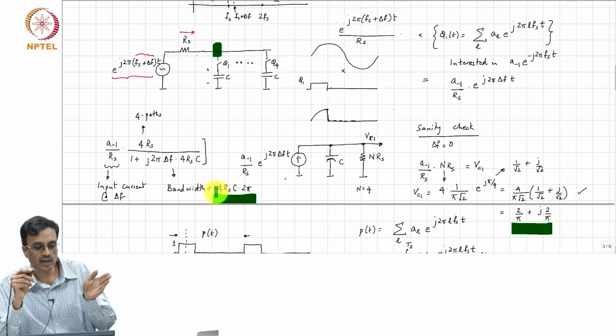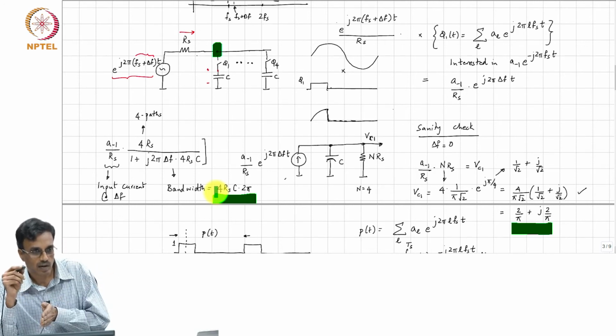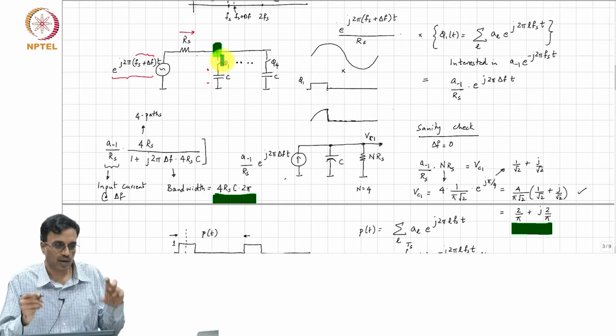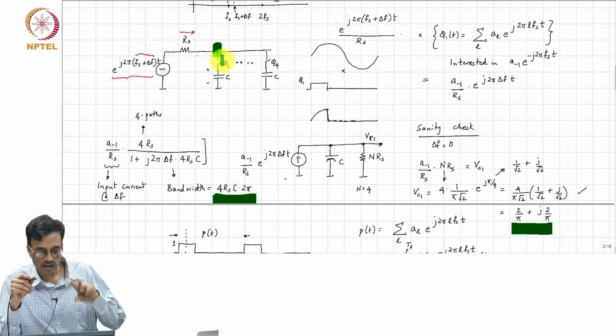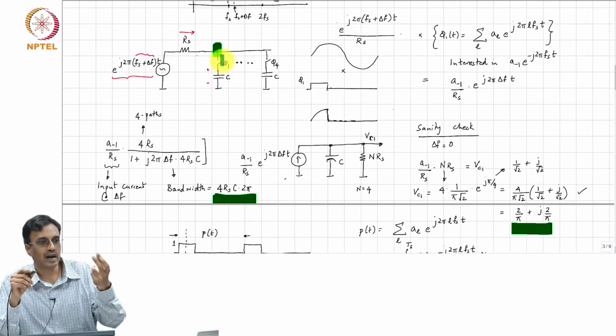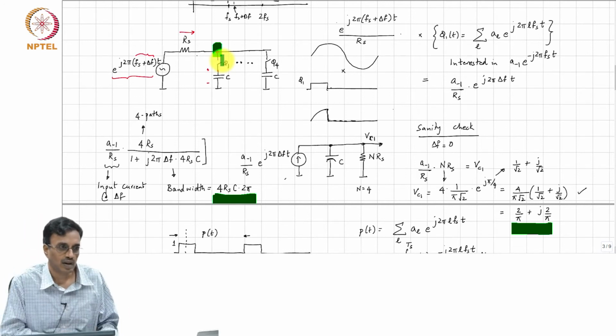around that center frequency it looks like a low pass filter, okay, with the C of course being the capacitance, and the reason why we have 4 Rs is that Rs is only being connected to the capacitor for only 1/4 of the time, right.